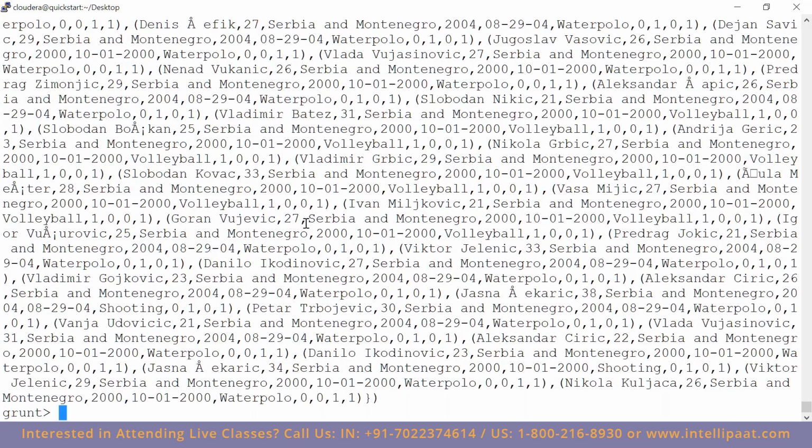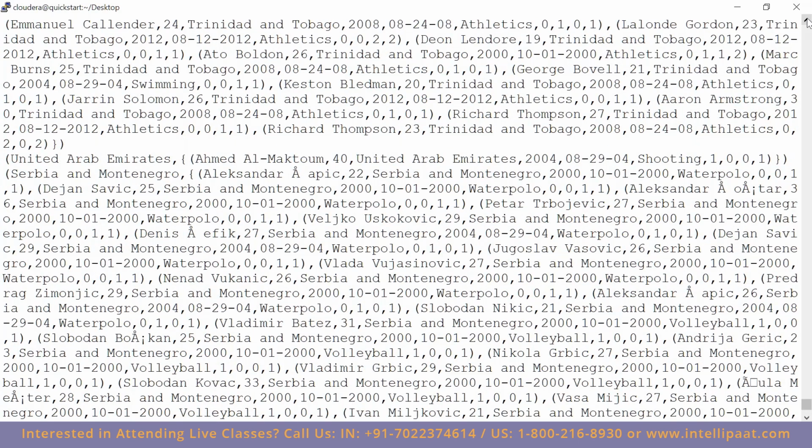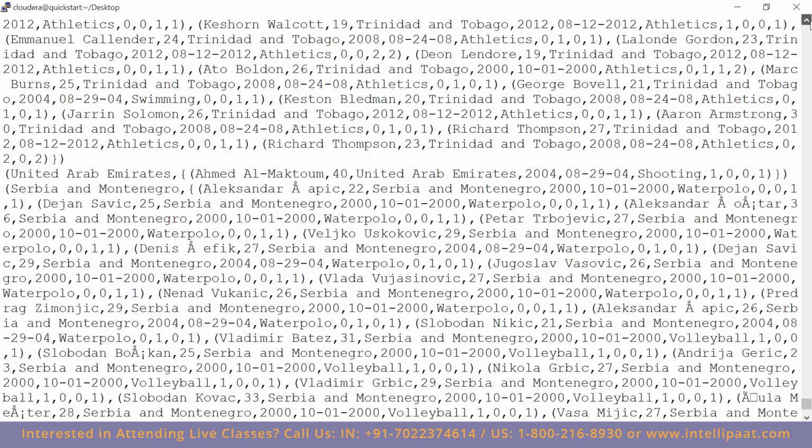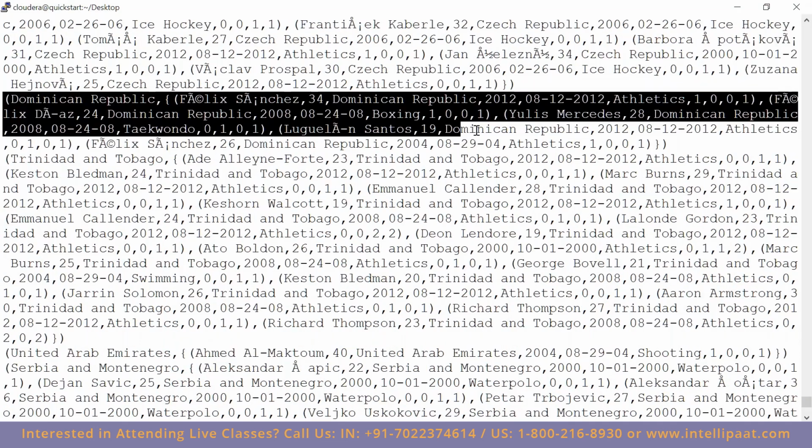this is what you will be getting, and this is probably what I want to show you as well. Look at this. You have the country name. Let's see a country where there are very few athletes, so it's easy for us to identify. Look at here.